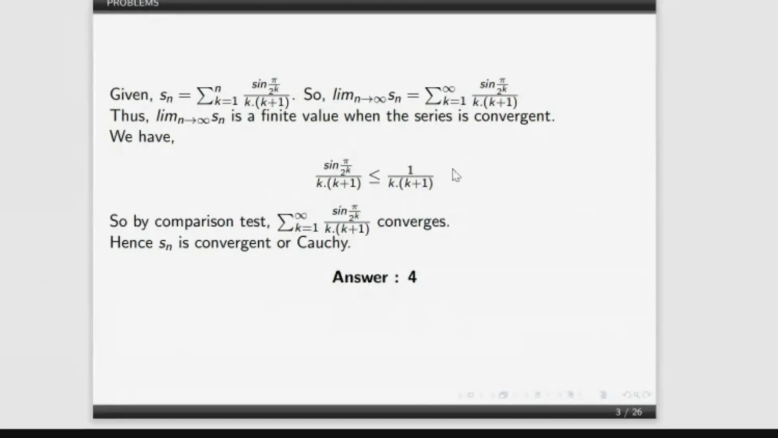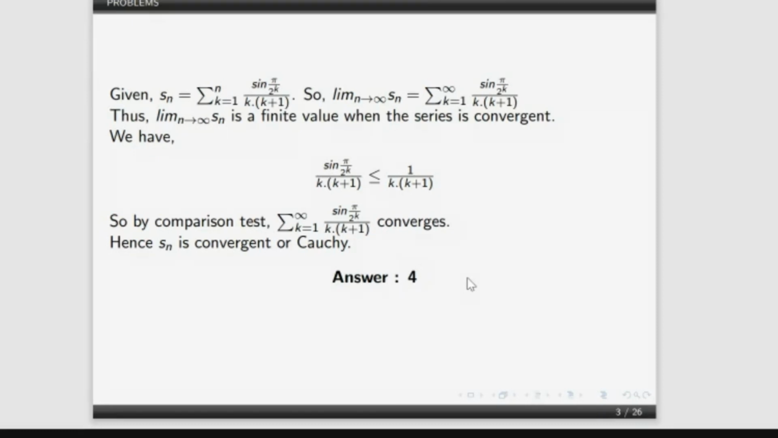Here, as we can see, sin(π/2^k)/(k(k+1)) is always less than or equal to 1/(k(k+1)). So can somebody say why I have applied the comparison test here? That is, we are showing the convergence of this series using comparison of the terms, the normal comparison test. Why are we using the comparison test here? Because the highest value of sin(π/2^k) is 1.